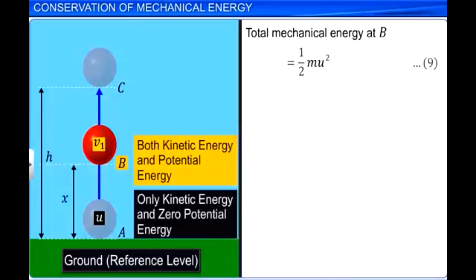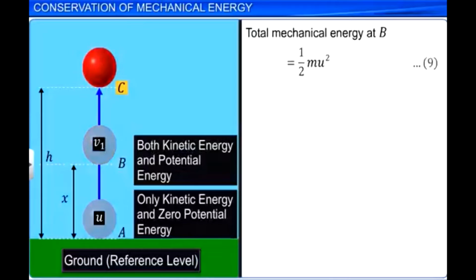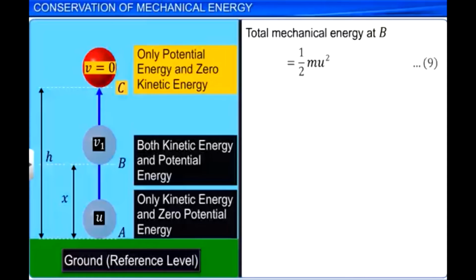When the body reaches point C, that is, the maximum height, it has only potential energy and zero kinetic energy, as the velocity at this point v is 0. Its total mechanical energy at C is denoted by mgh. Let this be equation 10.